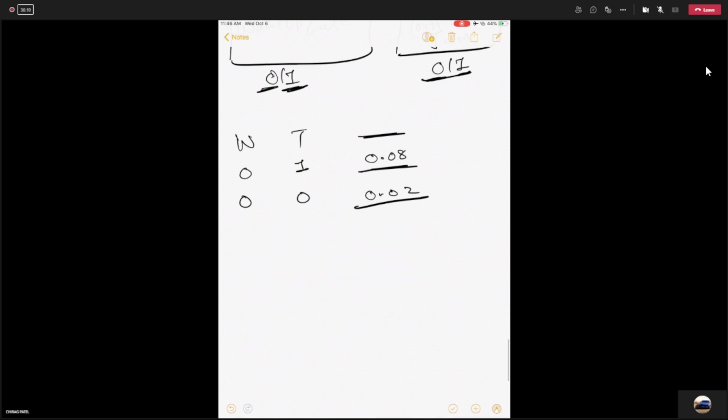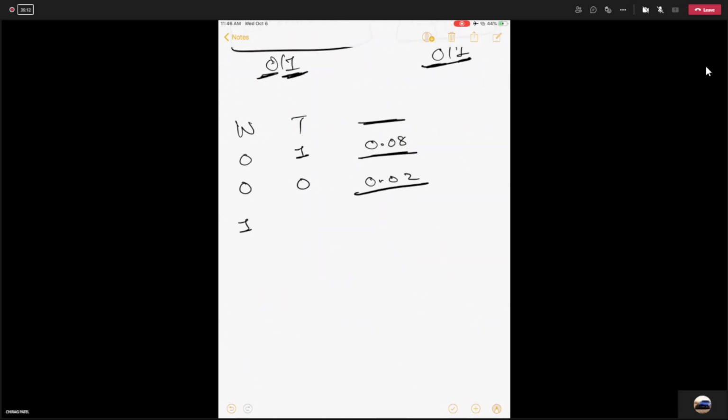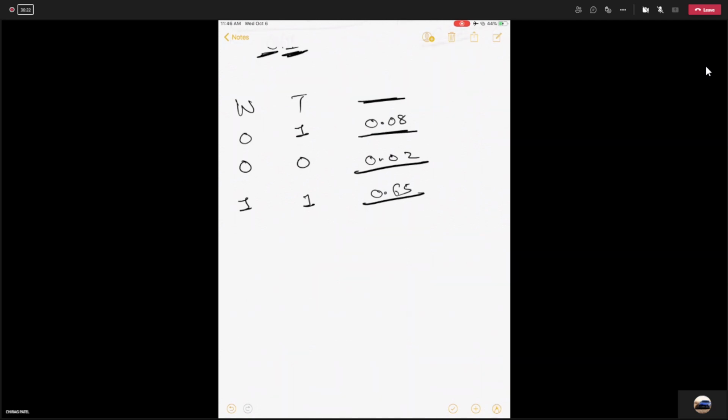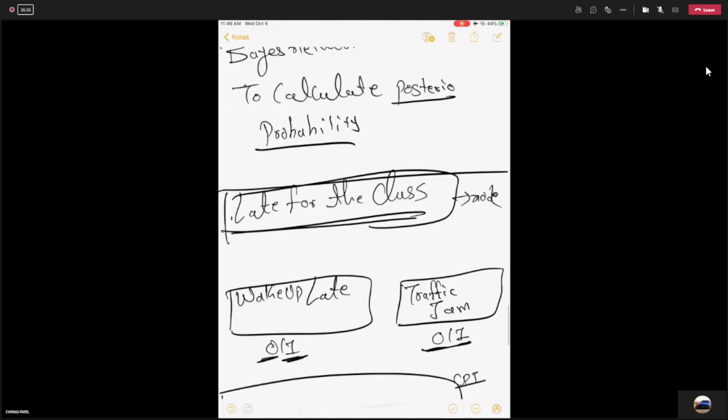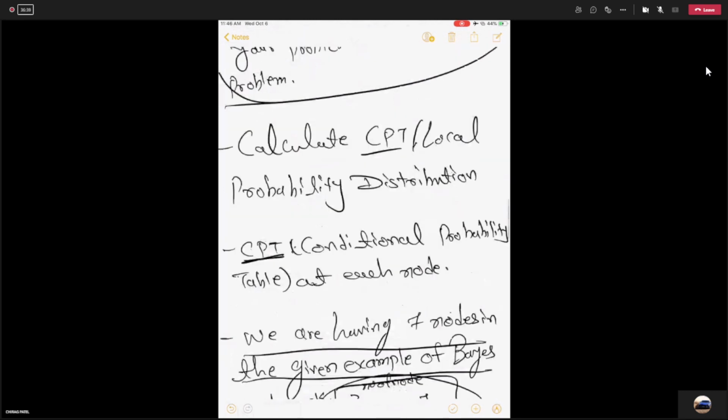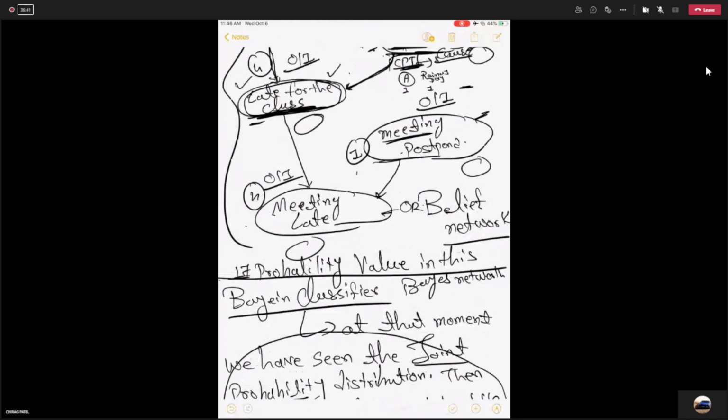Now, if you seriously woke up late and there is still a traffic jam, then you have a 65% chance to reach late to your office. If you woke up late but there is no traffic jam, then there is some other probability. So these are the four values, and this is the CPT table we calculated for this node too. Likewise, all the 17 values, how are we going to calculate, these are the basic possibilities.